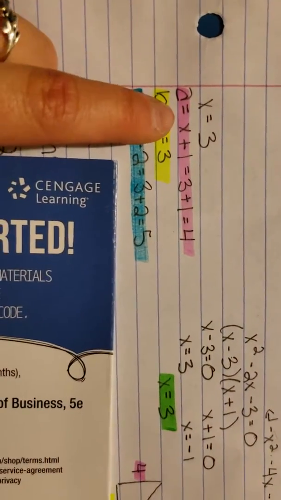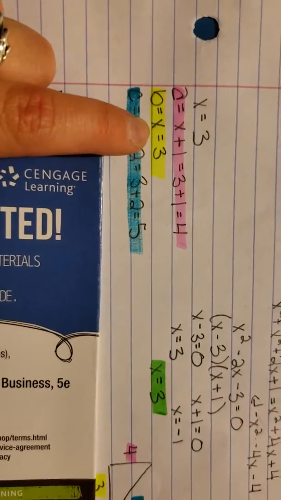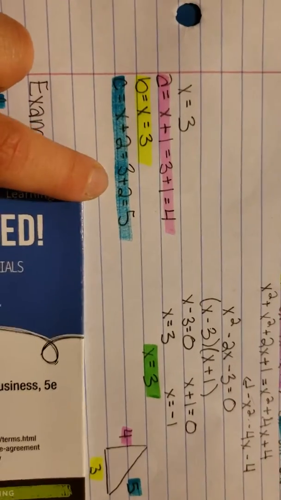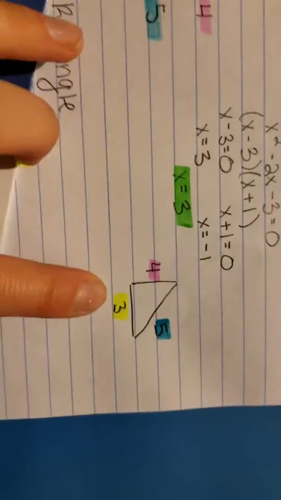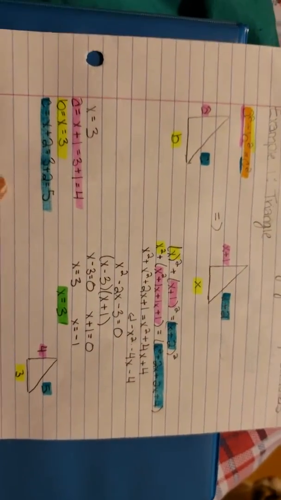So for A, x plus 1 is 3 plus 1, so it is 4. B is x, so it equals 3. And C is x plus 2 equals 3 plus 2, which is 5. And here's the triangle showing me where the sides are. So that is the first problem, a little overview of the whole thing.